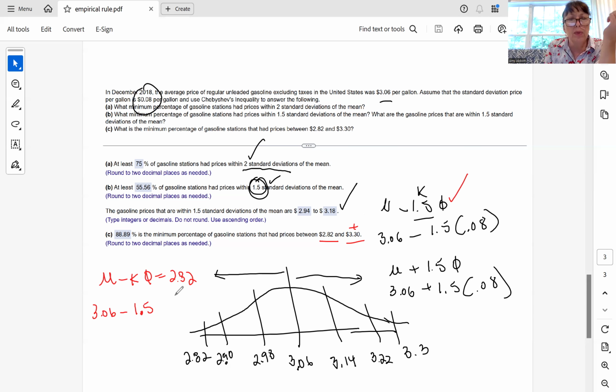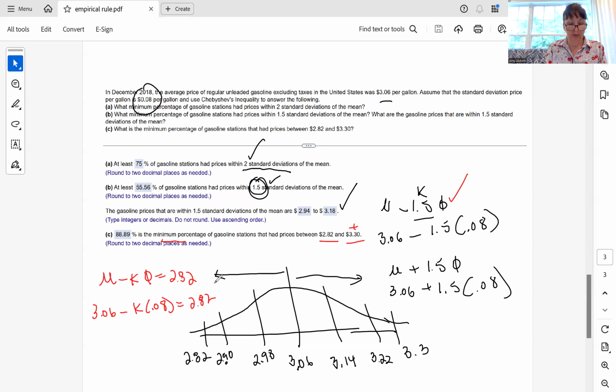The amount of standard deviation we have 1.5. Oh, wait a minute. No. Were you trying to find that? I think we're trying to find K. Yes, we're trying to find K. I'm so sorry. What is the minimum percentage? So that's the K value, and the standard deviation is 8 cents, equals $2.82. So I'm going to clean that up and solve for K.